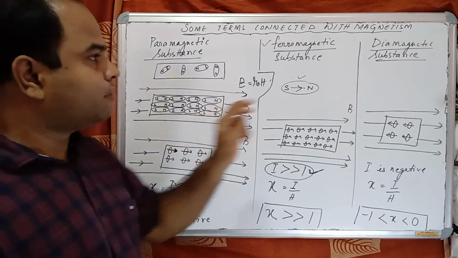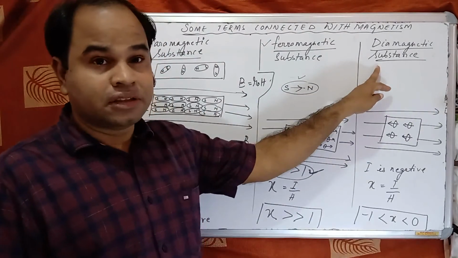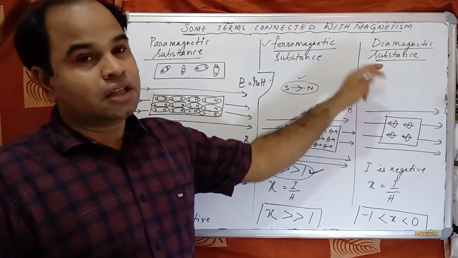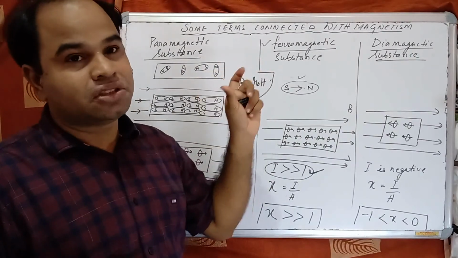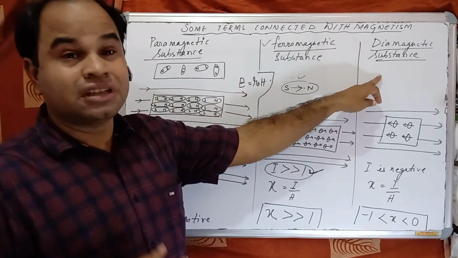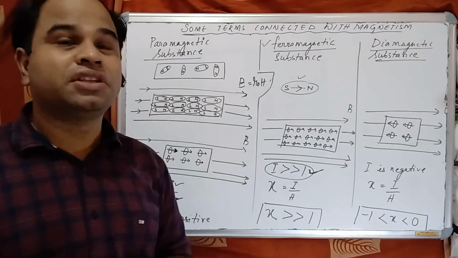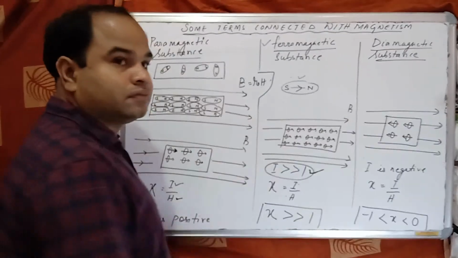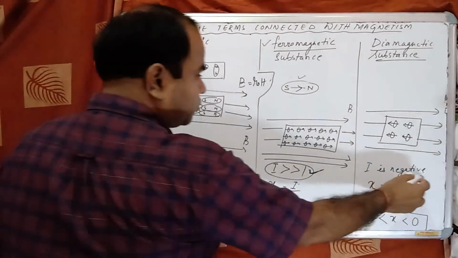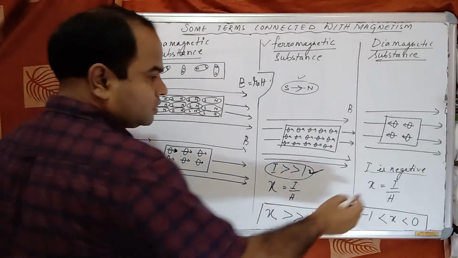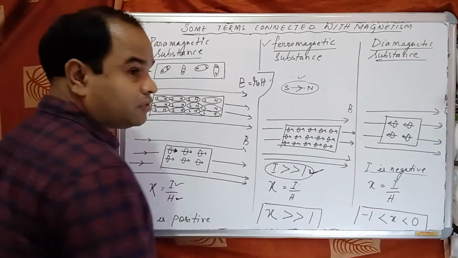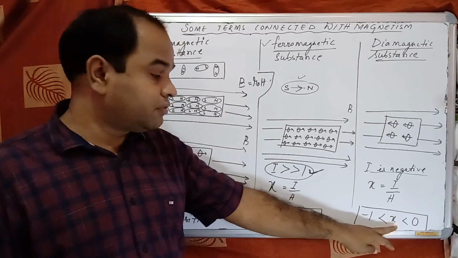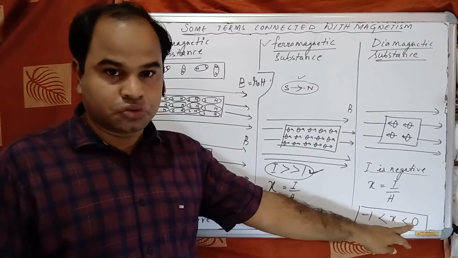When a diamagnetic substance is placed in the external magnetic field, it is repelled by the magnet. The dipoles present in the diamagnetic substance are aligned opposite to the direction of the external magnetic field. That means I is negative, so the value of susceptibility lies between -1 and 0.